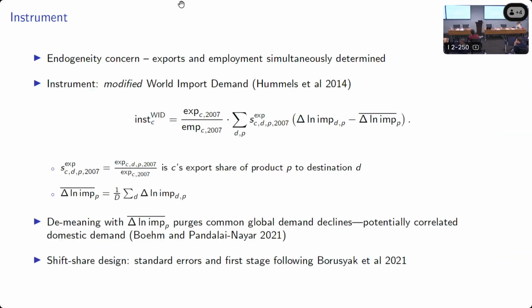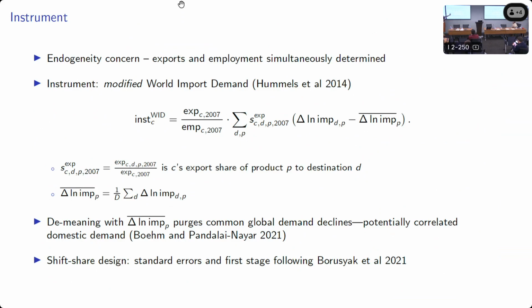So what we're going to do for that is take a very standard instrument, the world import demand instrument, but we're going to make a modification, which we think is particularly important in the setting that we're considering. This instrument is, for each county, the weighted sum of exports to a particular destination country in a particular product, where the weights are pre-period weights, so 2007 weights. Then this is normalized by exports over employment, because counties vary in their exports relative to employment.